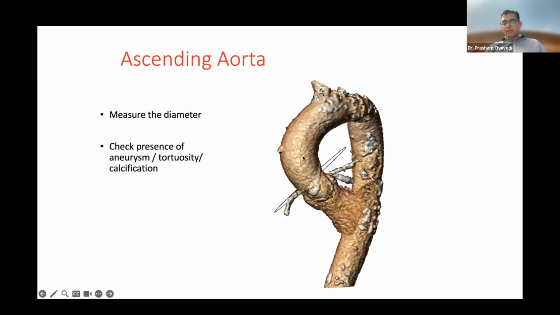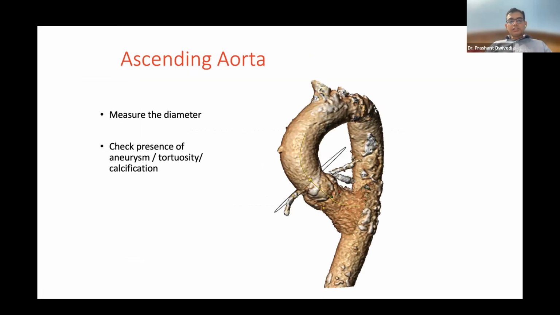We have to measure the diameter. If the ascending aorta is too much dilated, suppose the diameter is more than 45, then we might need to consider the Bentall procedure or surgical aortic root replacement along with surgical aortic valve replacement, rather than putting the patient on the TAVR valve.